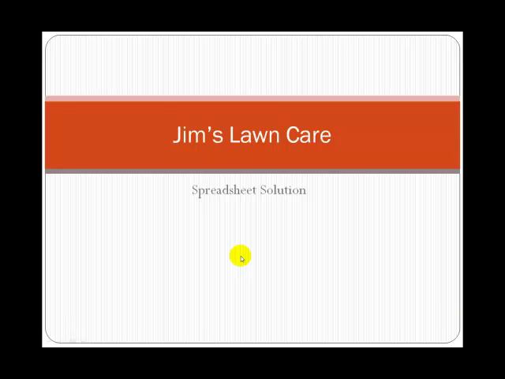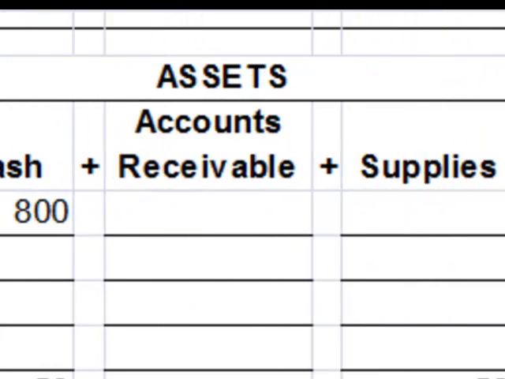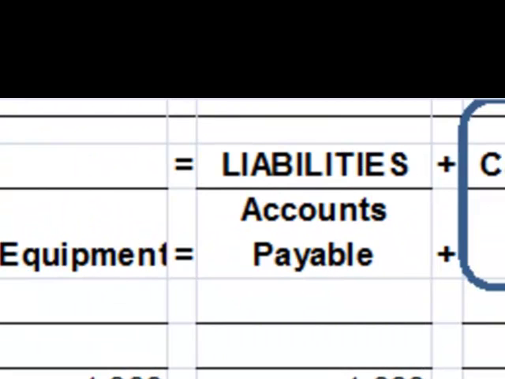Jim's Lawn Care, the first chapter's illustration that I use in the classroom to explain how to record business transactions in the form of increasing and decreasing accounts. You'll notice at the top of the sheet that we have the accounting equation in the form of assets equal liabilities plus owner's equity.